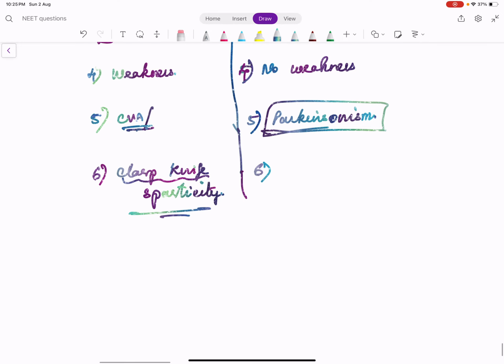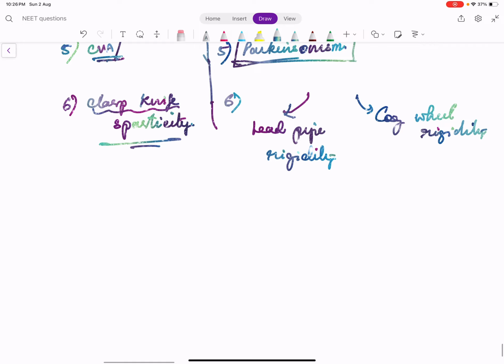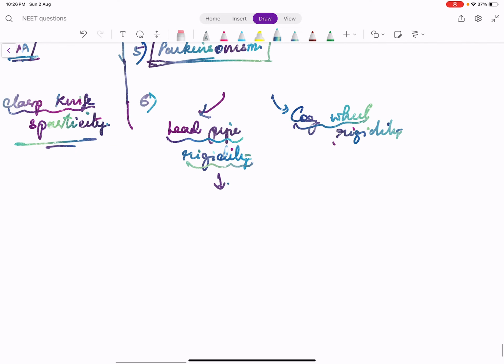Whereas we have two phenomena in rigidity: one is lead pipe rigidity and the other is cogwheel rigidity. What is lead pipe? When you bend a lead pipe, in whichever direction we bend, it will be the same increased resistance. So that is lead pipe rigidity. The cogwheel feel which we get is nothing but lead pipe rigidity, but there is a superadded tremor.